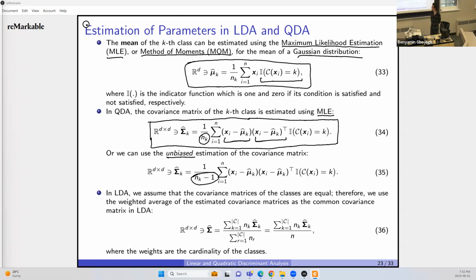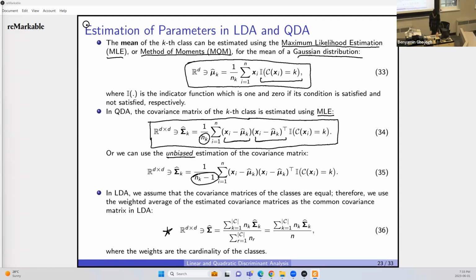In QDA, we use equation 34 or 35 for the classes. In LDA, we also have several classes, so we calculate the covariance matrices using equation 34 or 35, but we need to make them equal to each other, right? This was the assumption of LDA. Therefore, we can take an average of all of them and use that as sigma, okay, and the average is done in equation 36.